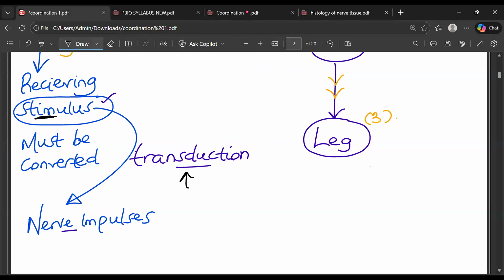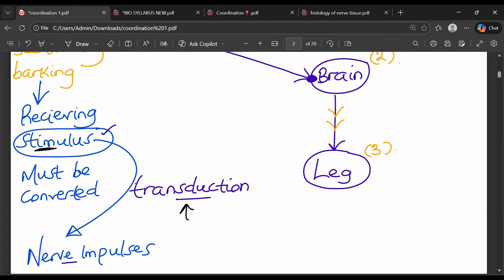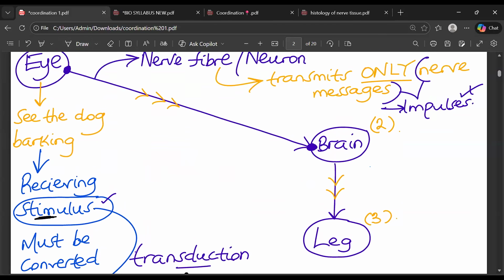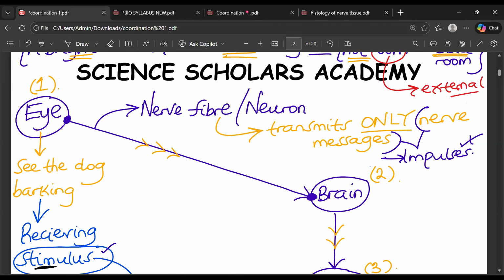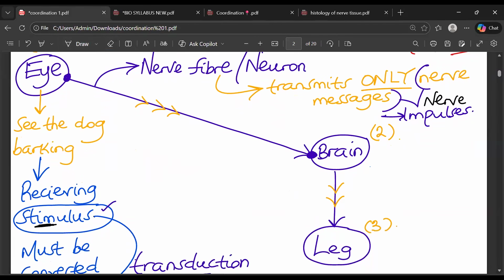I don't think you really still learn those things. It may not be so necessary. But the process is called transduction. The stimulus converting it to nerve impulses. So these nerve impulses can now move in the nerve fibers from the eye to the brain. So we are calling them nerve impulses. Now, after the brain receives the nerve impulses, it's supposed to communicate finally to the legs so that the running can now begin.